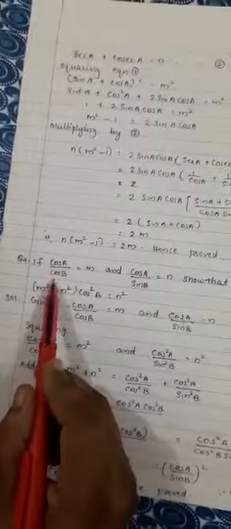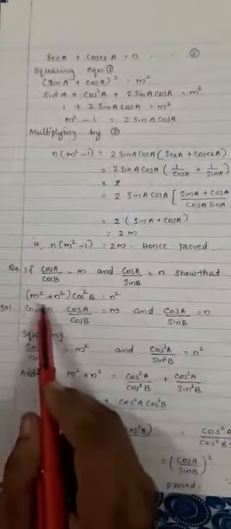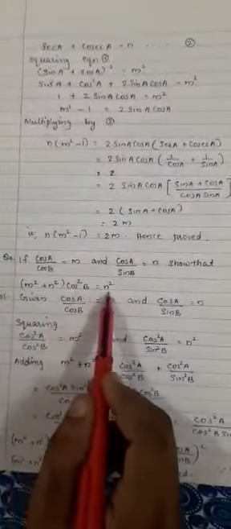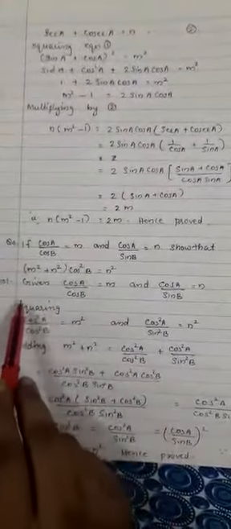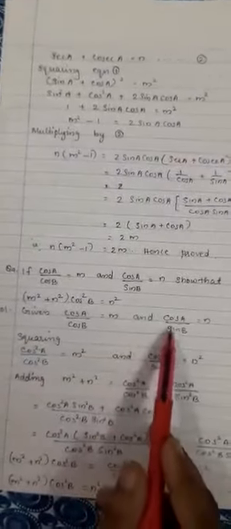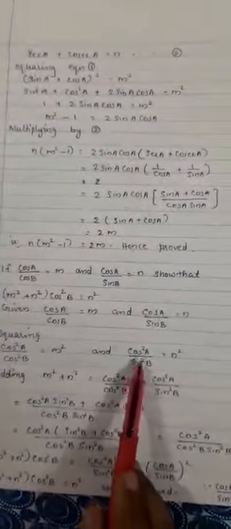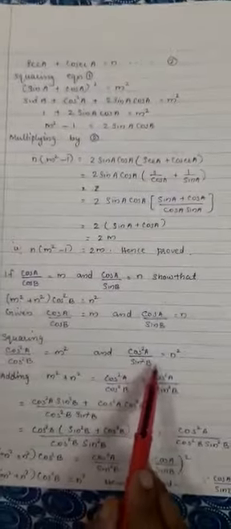Next question. If cos A divided by cos B is equal to m and cos A divided by sin B is equal to n, show that m square plus n square into cos square B equal to n square. Given cos A divided by cos B is equal to m and cos A divided by sin B equal to n. Squaring, cos square A divided by cos square B equal to m square and cos square A divided by sin square B is equal to n square.